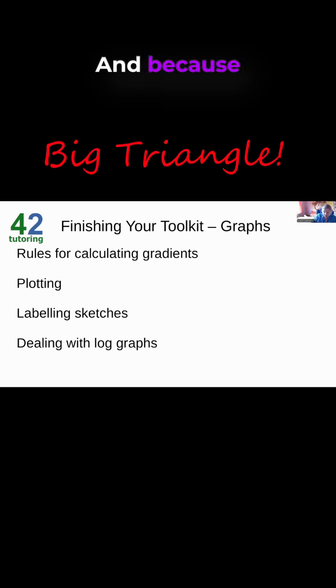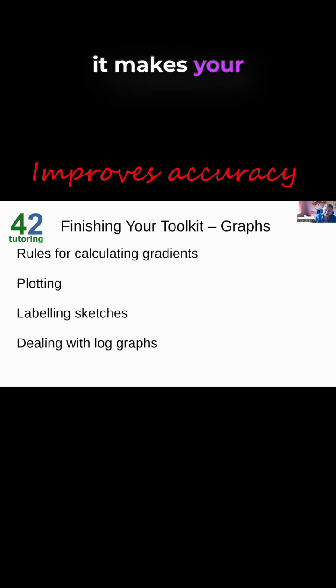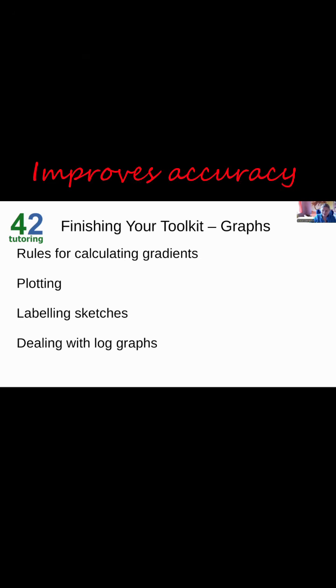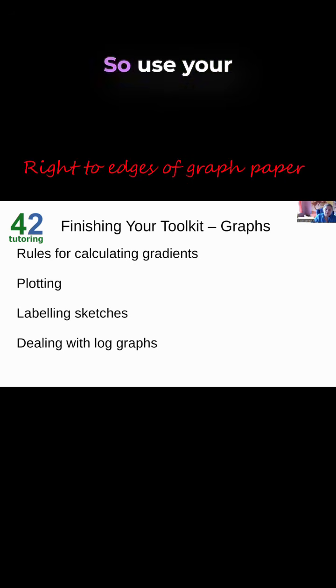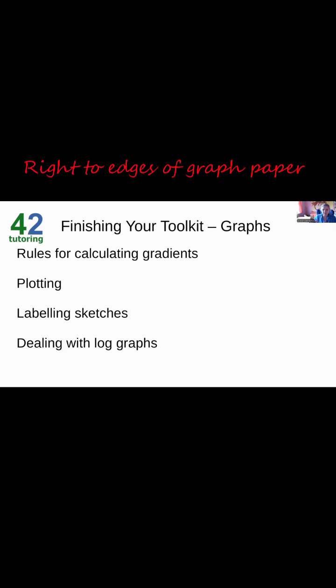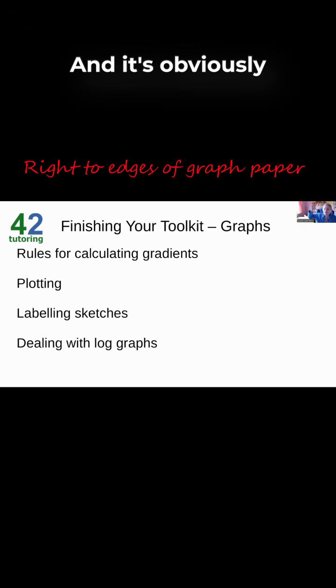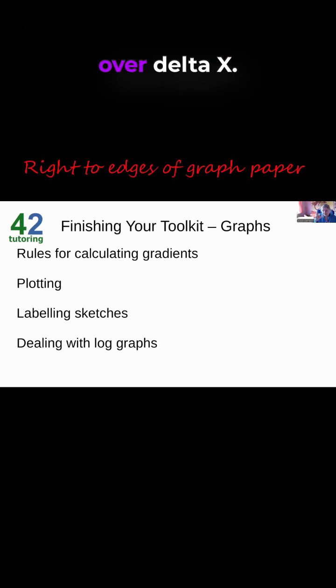Because it makes your gradient more accurate. And there's a tolerance allowed on these things. But if you only use an itty bitty little mean, miserable triangle, your uncertainties become a much bigger percentage. You're much less likely to be within tolerance. So use the biggest triangle you can. Okay. And it's obviously delta y over delta x.